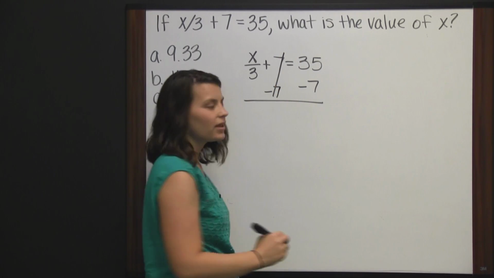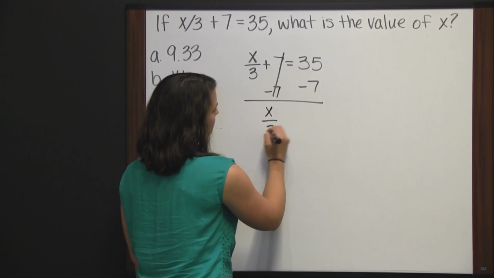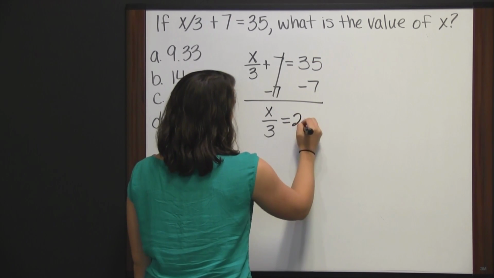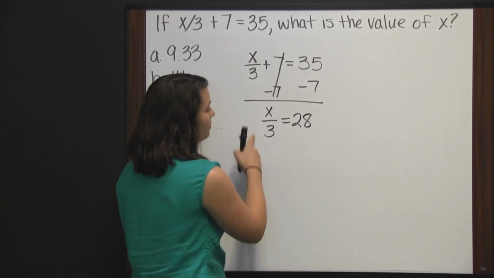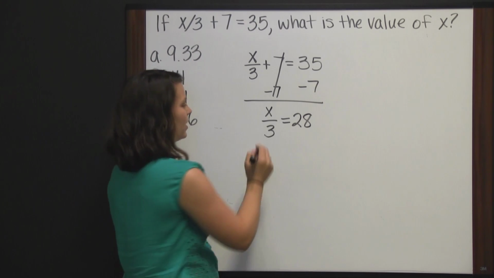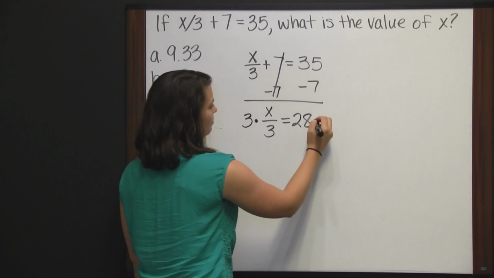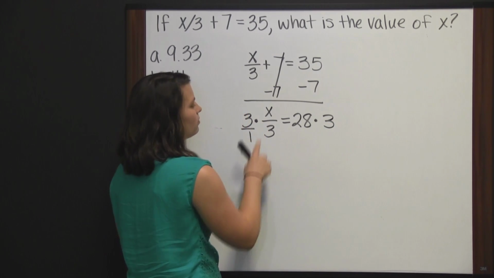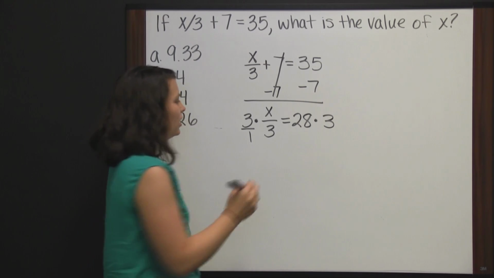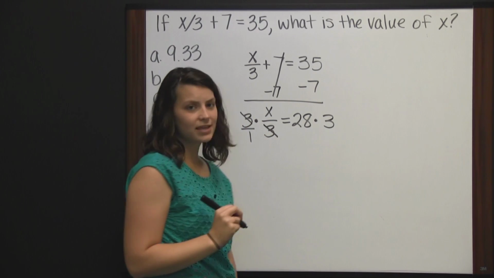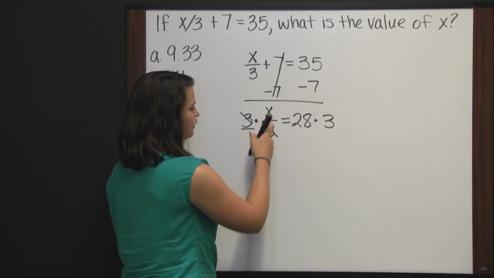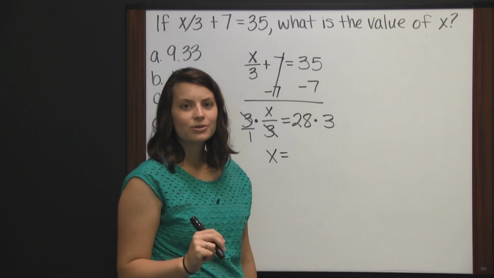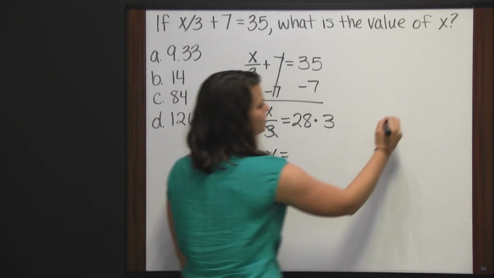So on the left side, we're left with x divided by 3. And on the right side, 35 minus 7 is 28. The opposite of dividing by 3 is multiplying by 3. So now we need to multiply both sides by 3. If you put this 3 over 1, now you're multiplying two fractions together, and the numerator and this denominator cross cancel, and you're simply left with x divided by 1, which is just x. So now if we determine what 28 times 3 is, we'll have our answer.